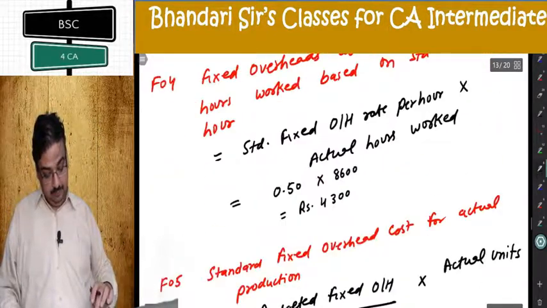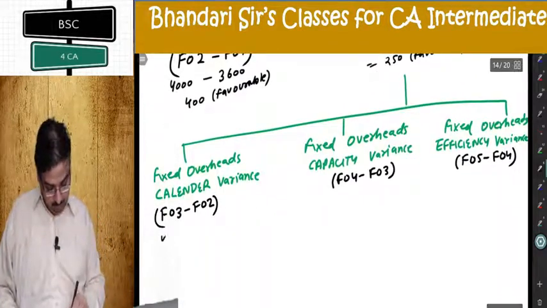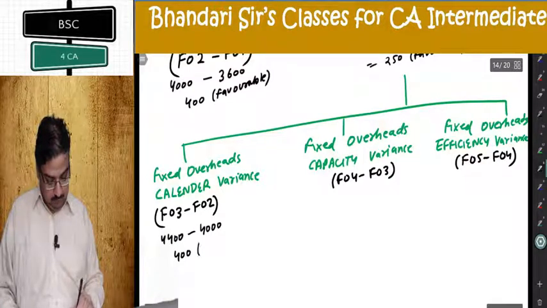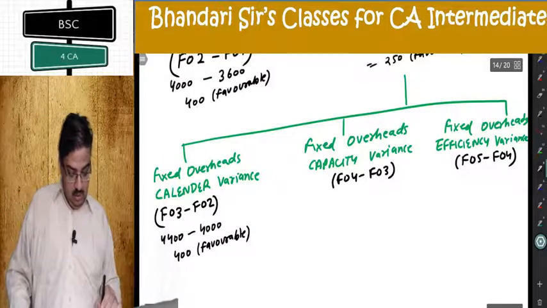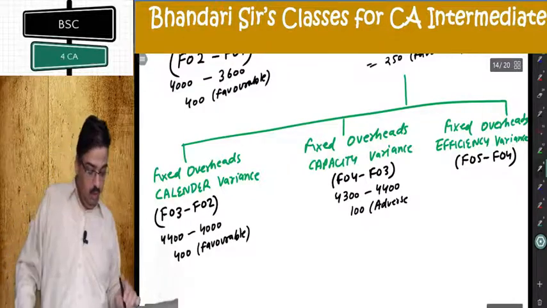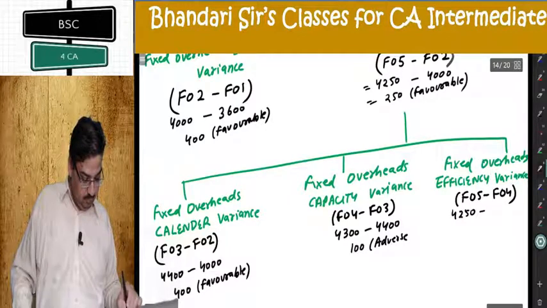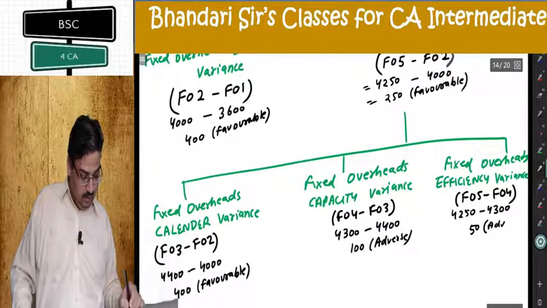FO3, 4400 minus 4000. 400 favorable. FO4, 4300 minus 4400. 100 adverse. FO5, 4250 minus 4300. 50 adverse.